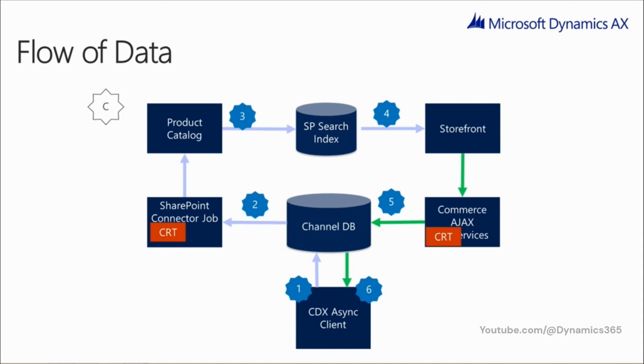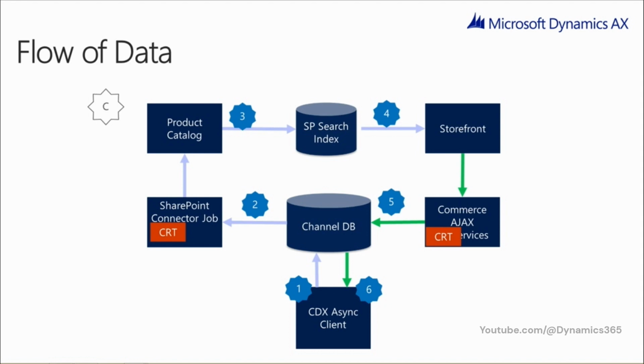CDX, or Commerce Data Exchange, Async client replicates product catalog data from AX to the channel database. The SharePoint connector job publishes the product catalog to the SharePoint product catalog site collection. SharePoint creates search indexes. Customers search products using the storefront. The customer places an order, and the order is saved to the channel database. The CDX Async client then transfers orders back to AX.